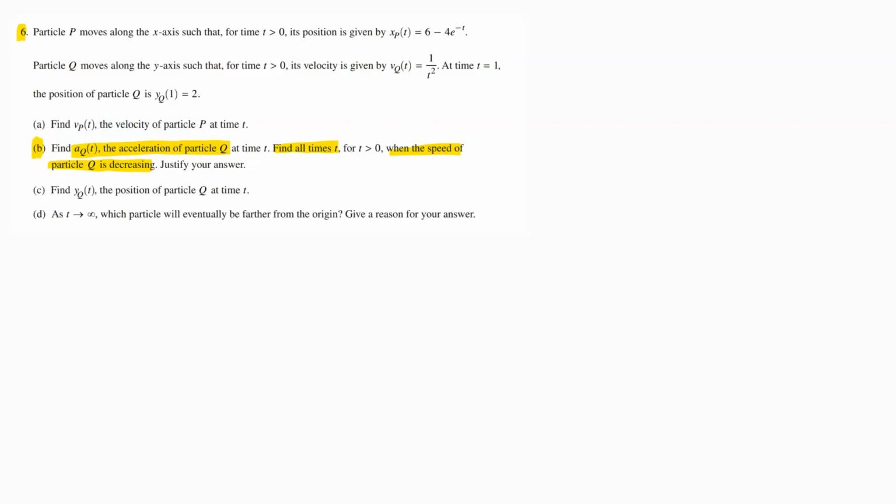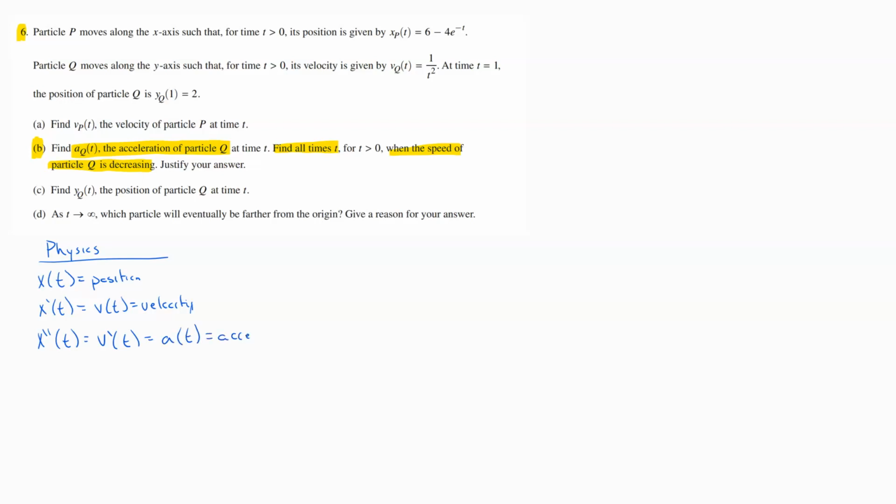So to find acceleration, we want to remind ourselves of our physics relationship. When we talk through these physics relationships, if the original function is the position function, then the derivative of position is the velocity function. And then the derivative of velocity, the second derivative of position, is our acceleration.